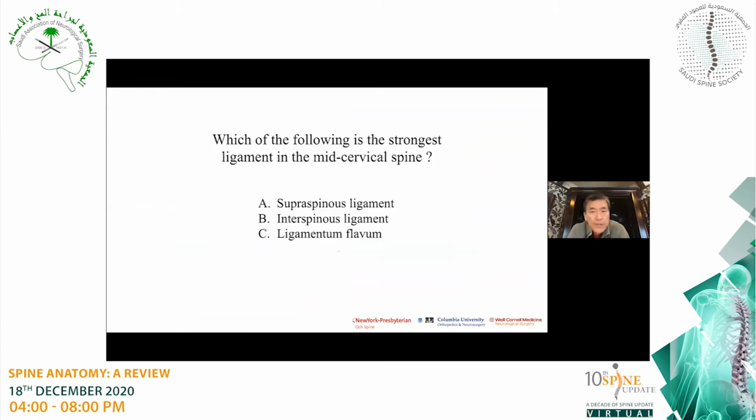Which of the following is the strongest ligament in the mid-cervical spine, say between C2 to C6, C7? Is it the supraspinous ligament? Is it the interspinous ligament? Or is it the yellow ligament, or ligamentum flavum?